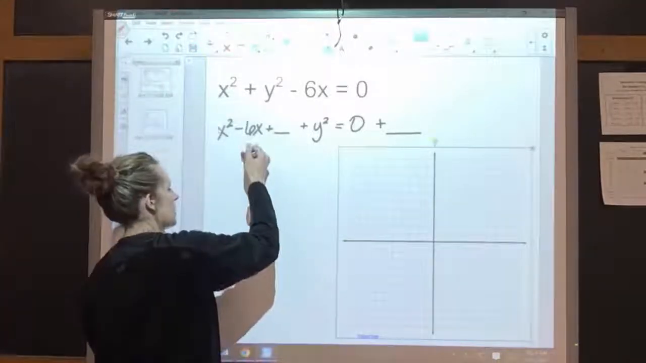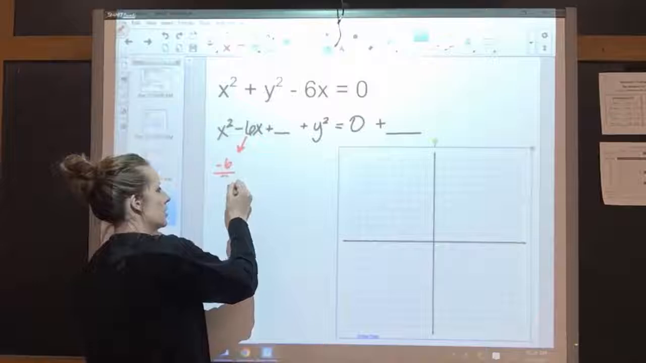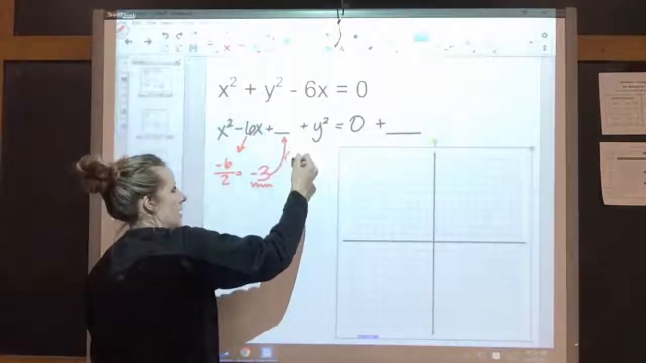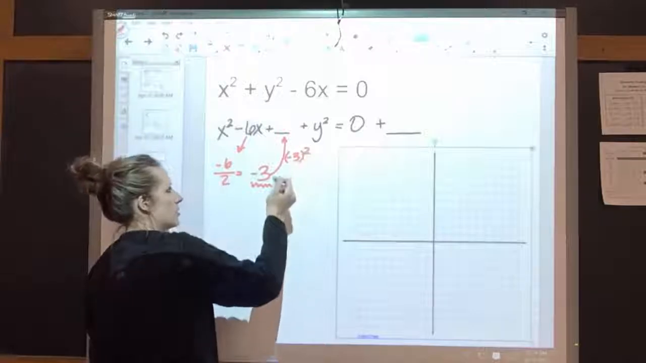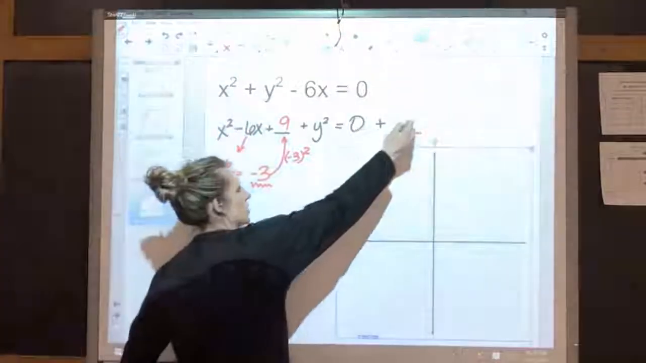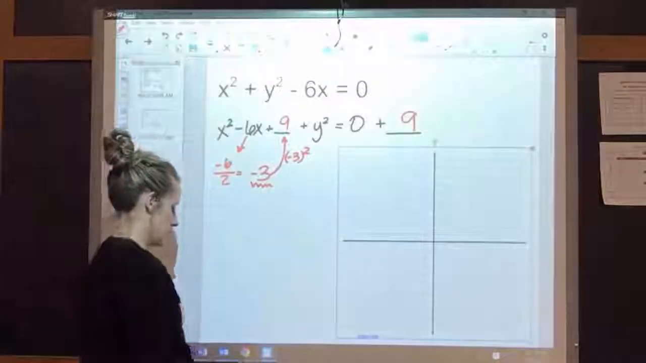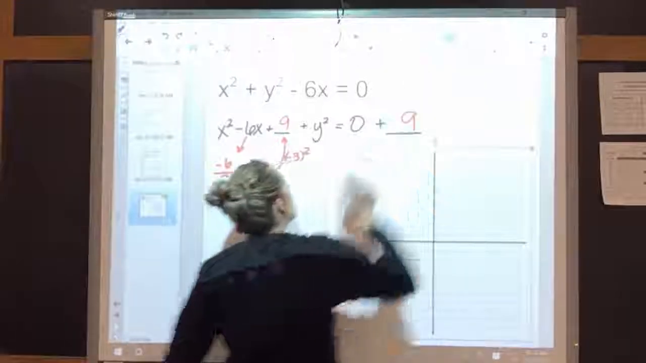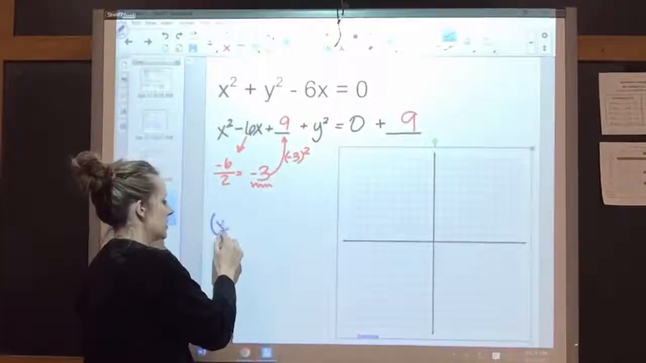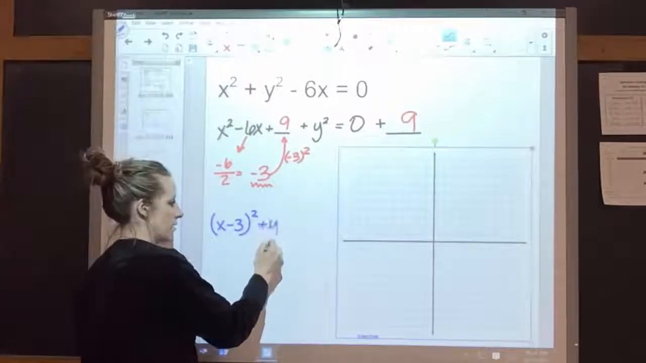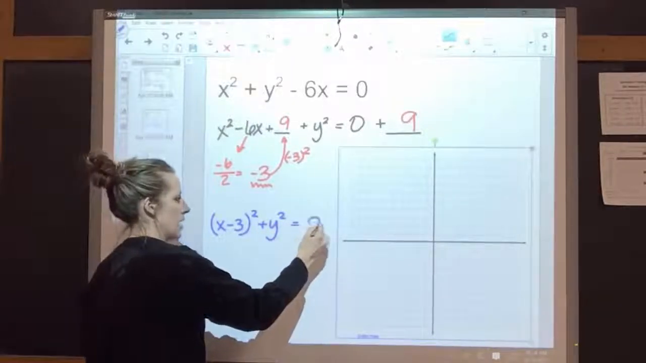Okay, so we're going to cut that middle term in half. So you get -3, and -3 squared gives you a +9. Okay, so we're adding 9 to both sides. All right, so in factored form, this would be x minus 3 squared. Then we have plus y squared equals 9.